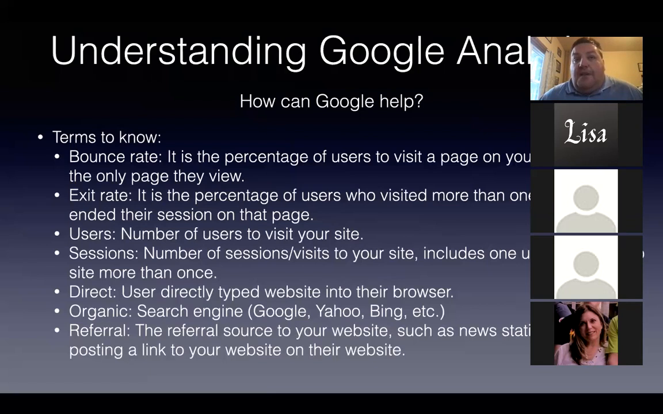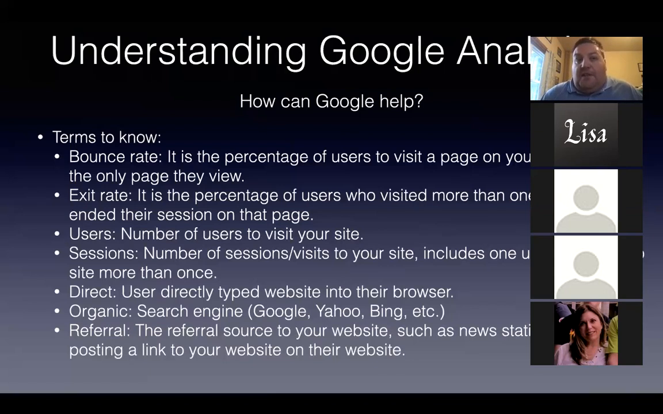Direct is when a user directly types your website into their browser. So they pull up Google or whatever browser they have, and they type in your exact website. That is called a direct hit. Organic is a search engine, which is either Google, Yahoo, or Bing, or other search engines. So if you pull up your browser and say Google is the first page, like your default home page when you open your internet browser, and then you type in, let's say, West Bend Theater Company, there will be a hit to the West Bend Theater Company website. That will be called an organic search.